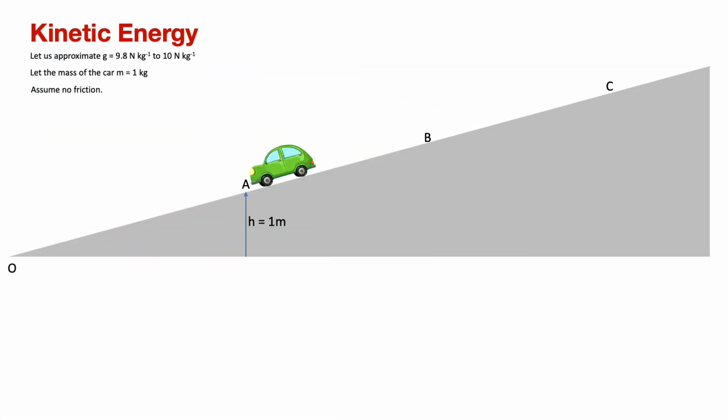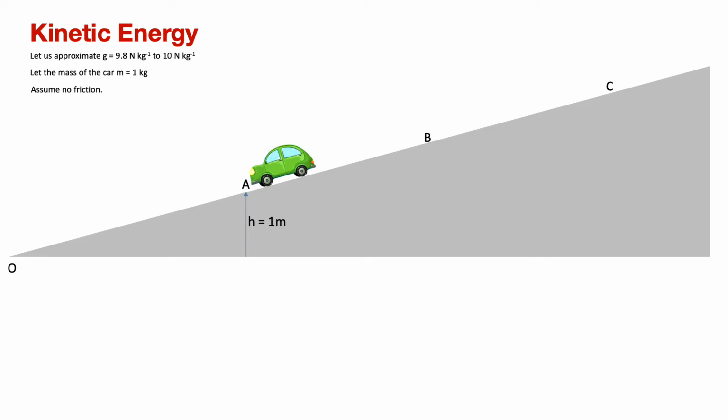To do this, we're going to imagine an experiment where we have a model car rolling down a slope. Few assumptions we need to make first. We're going to keep our numbers easy here. So we're going to approximate g, which is of course 9.8 newtons per kilogram, to 10 newtons per kilogram. That just keeps the calculations a little bit simpler.